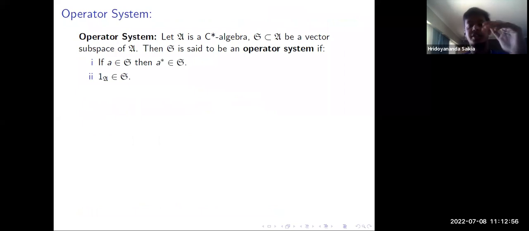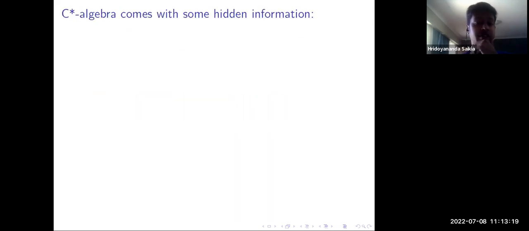You see, operator system, I'm defining it to be very concrete. It is contained in some C-star algebra, I'm saying. But there are some definitions which are more axiomatic. That means we can define operator system in a very abstract sense, and then we can prove that every operator system can be realized as an operator system contained in some C-star algebra. That is one point I wanted to say.